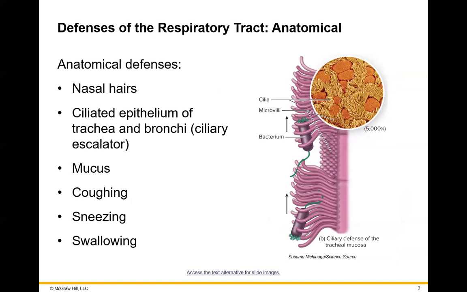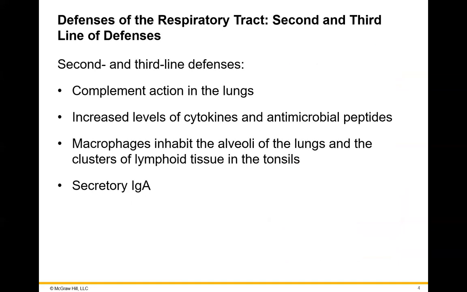For our anatomical defenses, we have nasal hairs to catch debris in the nose. The ciliated epithelium of the lungs helps move all the debris and mucus out. So you can get it out by coughing it up, or you can swallow, and that will get rid of debris as well. And the mucus helps to trap things. Sneezing also helps to expel.